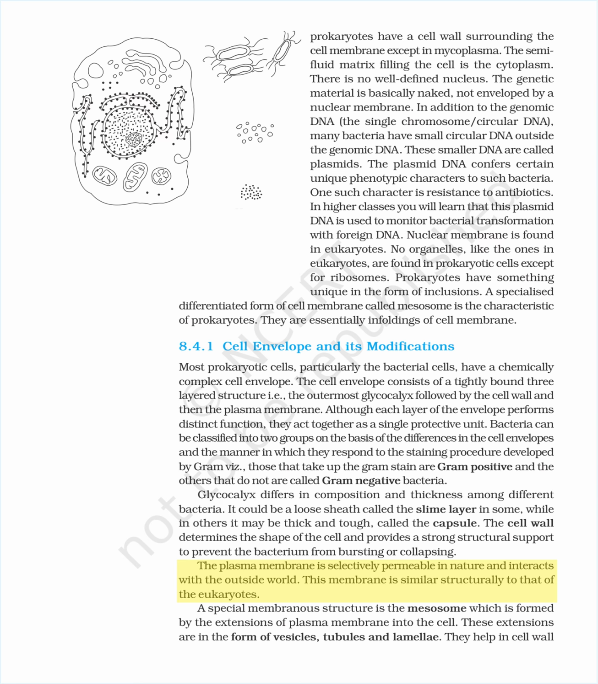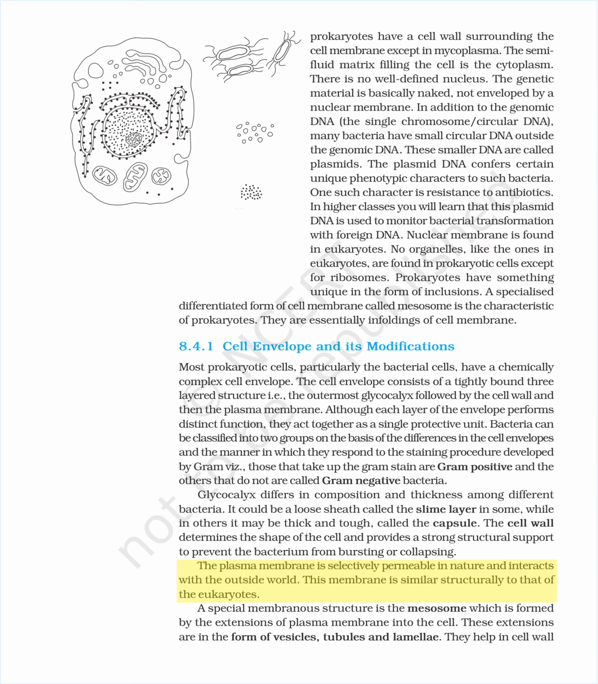A special membranous structure is the mesosome, which is formed by the extensions of plasma membrane into the cell. These extensions are in the form of vesicles, tubules, and lamellae. They help in cell wall formation, DNA replication, and distribution to daughter cells. They also help in respiration, secretion processes, to increase the surface area of the plasma membrane and enzymatic content. In some prokaryotes like cyanobacteria, there are other membranous extensions into the cytoplasm called chromatophores which contain pigments.